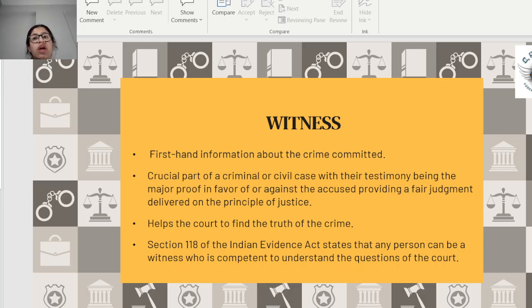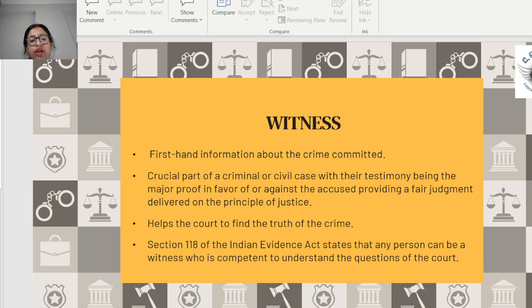But the Indian Evidence Act gives us a proper description of a witness. Section 118, you have to remember Section 118 of the Indian Evidence Act, states that any person can be a witness who is competent to understand the questions of the court. This section does not bar any person from testifying unless he is incapable of giving evidence or understanding the questions put to him because of his tender age, extreme old age, disease or any other cause of the same kind.